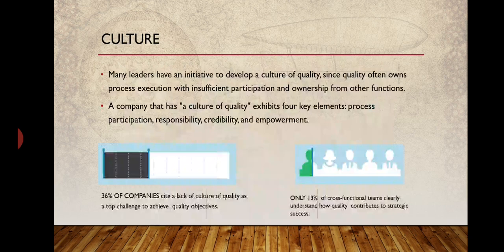You can see the two pictures below. It states that 36% of the companies cite a lack of a quality culture as the top challenge to achieve quality objectives. Only 13% of cross-functional teams clearly understand how quality contributes to strategic success. Many don't know what quality is and how to maintain it. It's very important for industry to maintain that.